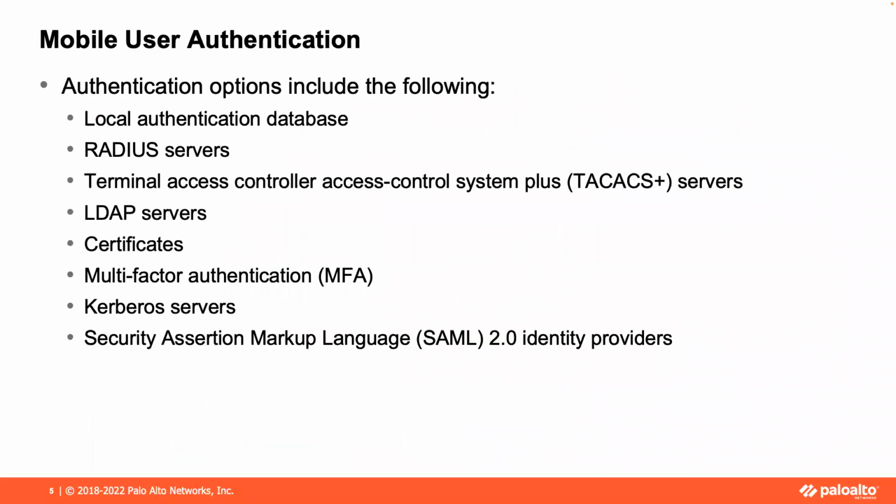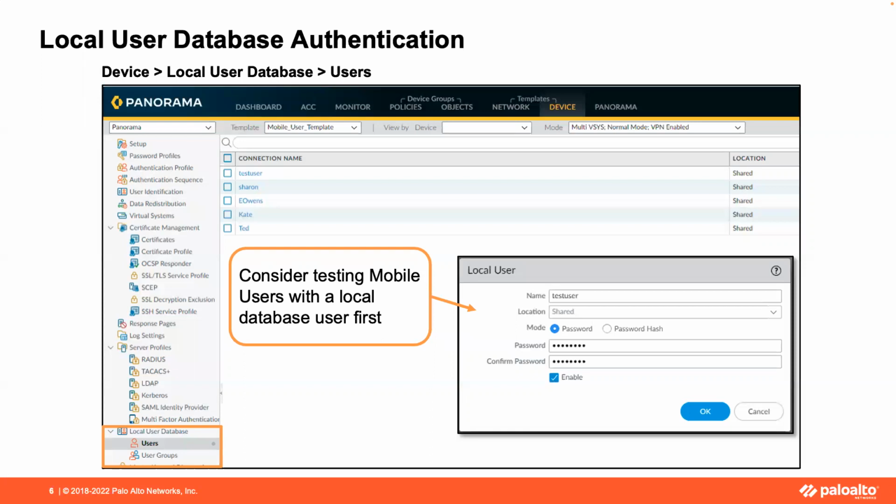As far as authentication, we support all the authentication methods that you might be used to on a firewall, an on-premise firewall from Palo Alto Networks. Radius and LDAP and certificate-based authentication, multi-factor with several different third-party vendors, Kerberos, SAML, all kinds of different ones. These require you to have appropriate authentication profiles and server profiles and things like that.